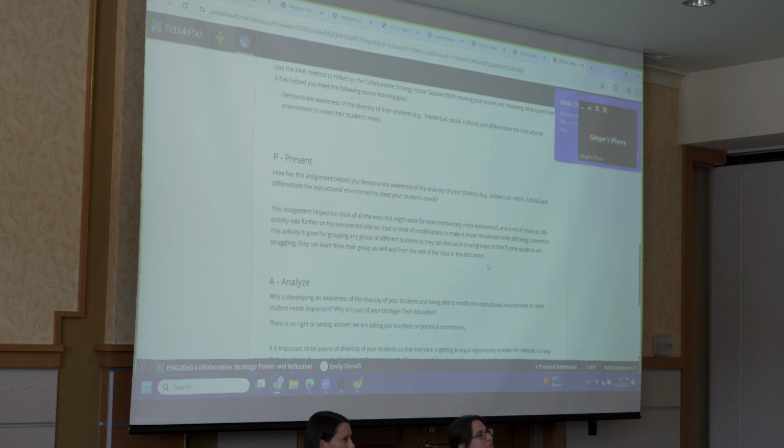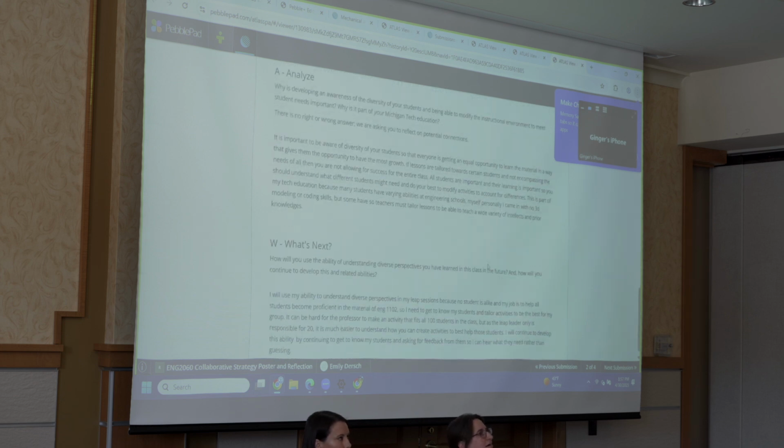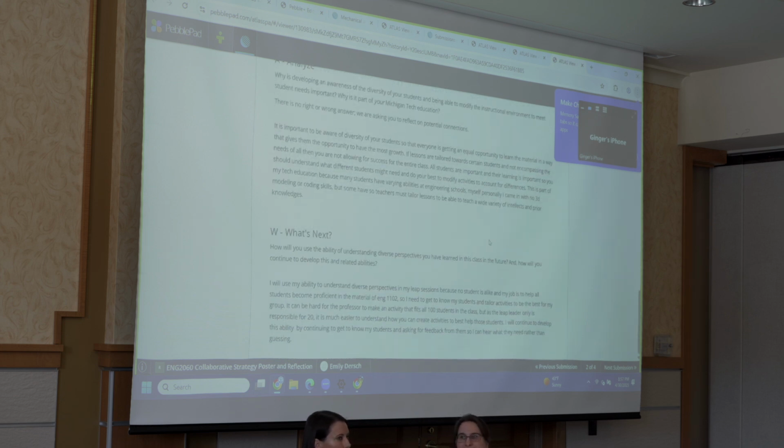And then the last one was what's next: where can they take this, or where can they adapt it? We threw this on to see how it worked, and I think it worked pretty well for them to document their stuff.